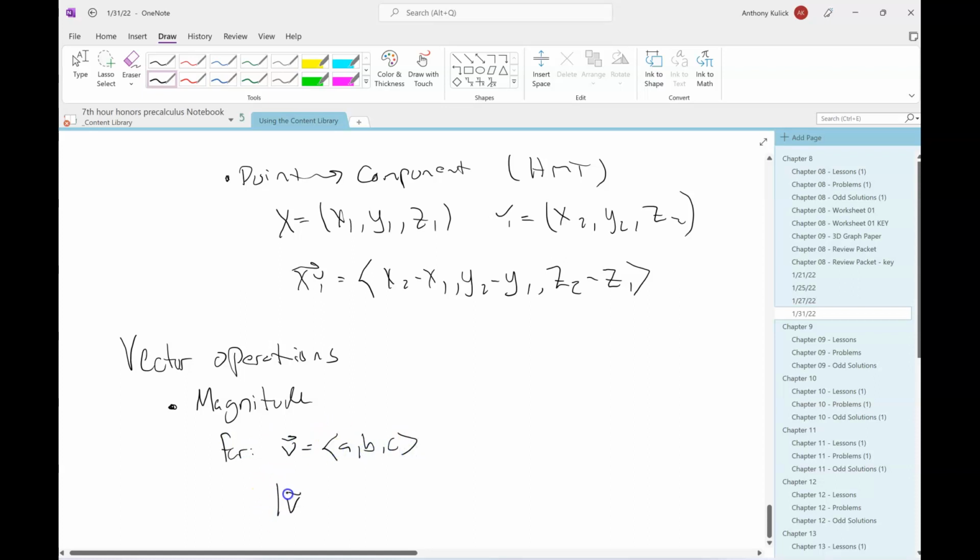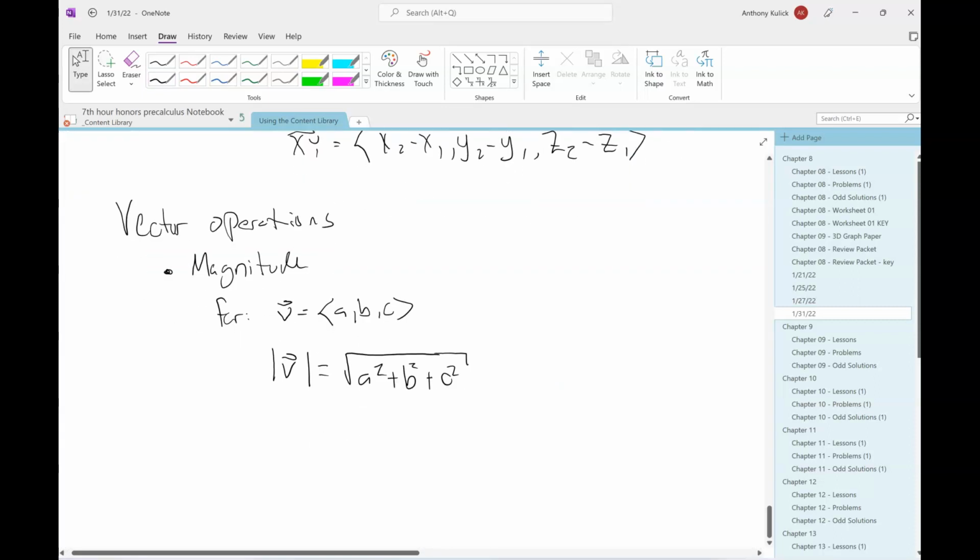So remember, in 2 dimensions, if I had the vector ⟨a, b⟩, its magnitude was the square root of a squared plus b squared. In 3 dimensions, the magnitude is just the square root of a squared plus b squared plus c squared. Mr. Kulik, so easy. So what? Yeah, exactly, so what?